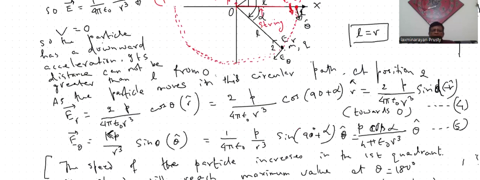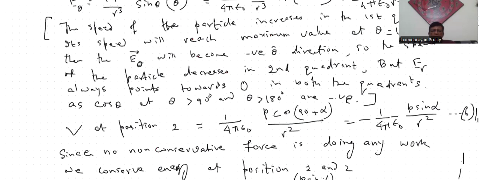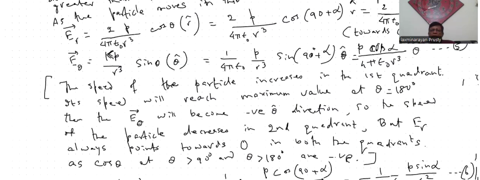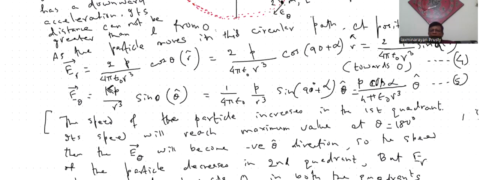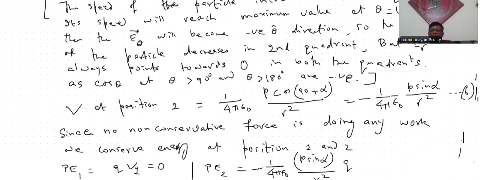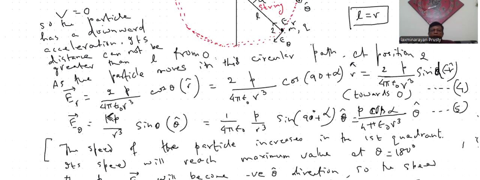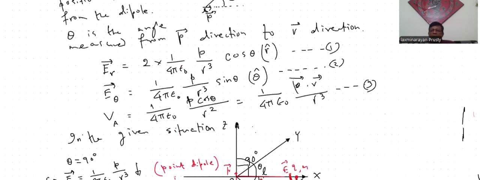Let us see. K P by R square into cos of 90 plus alpha. So that is minus 1 by 4 pi epsilon 0, P sin alpha by R square. This is my equation 6. Equation 4 is the ER. Equation 5 is the E theta. Equation 6 is the potential. Okay. So basic equations 1, 2, 3 are there.